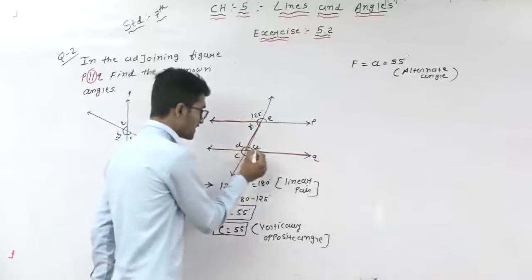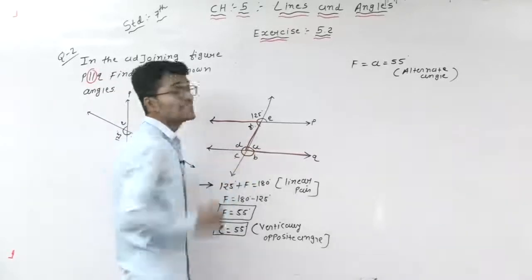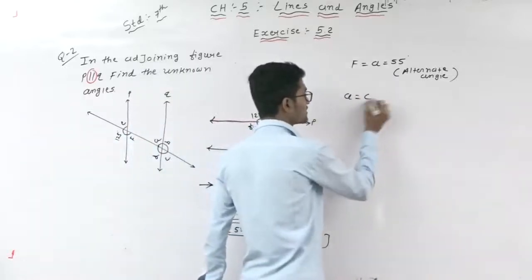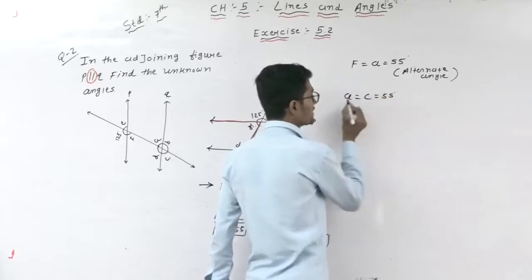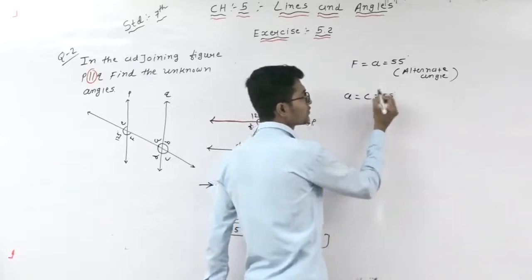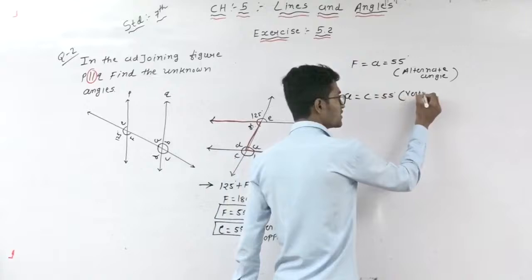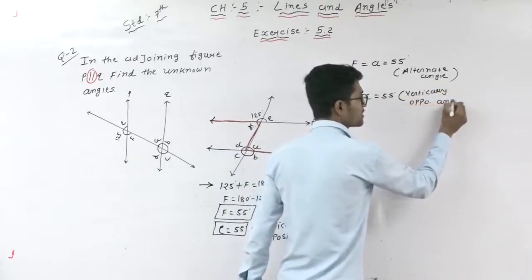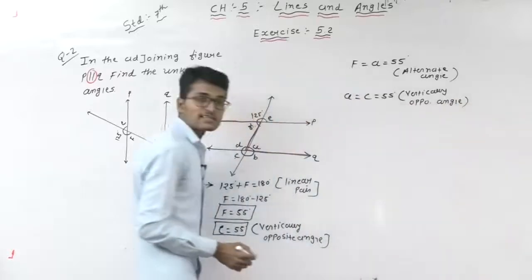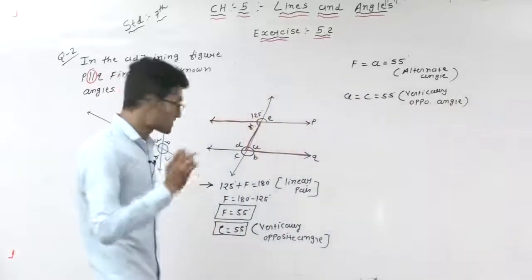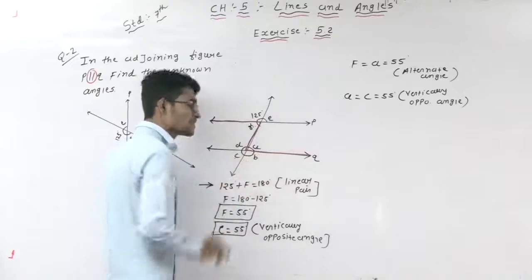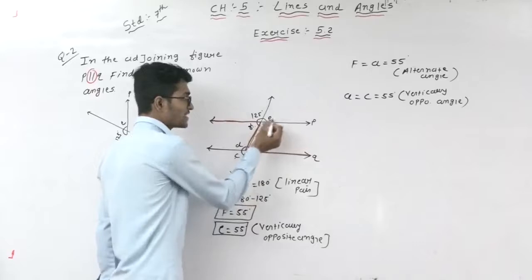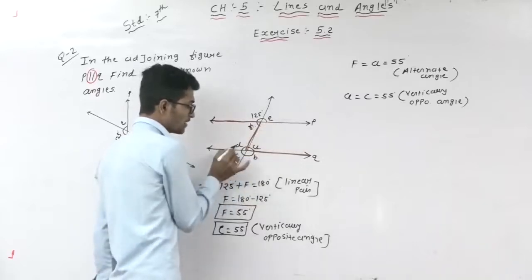Now the A value is found: A is equal to 55, then C is also equal to 55. A is equal to C is equal to 55. Why? Because these two are vertically opposite angles, and vertically opposite angles are equal. Now A is done, C is done, E is done, and F is done. Only B and D are remaining.